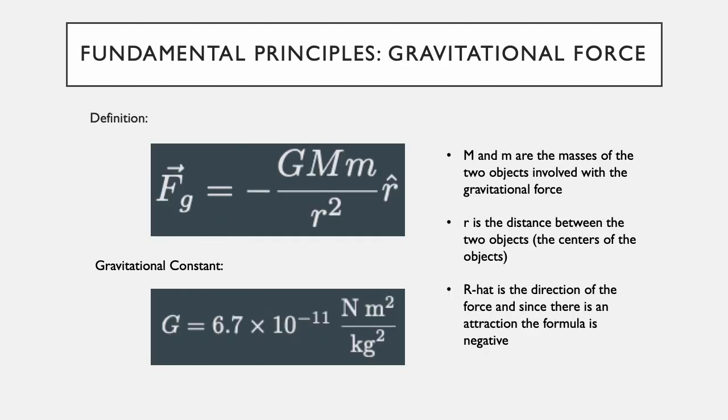And so the parallel component is p hat and the perpendicular is n hat. Here is gravitational force, which is defined by negative GMm over r squared times r hat. So it's multiplying the masses and the gravitational constant together, dividing by the distance between the two masses, and then multiplying it by a unit vector r hat to get the direction of the force. And it's negative since it is an attractive force.